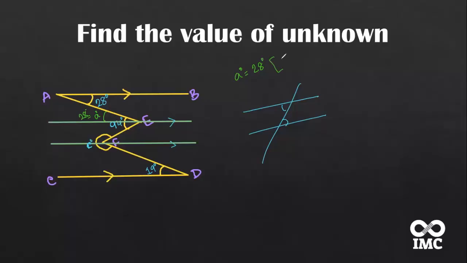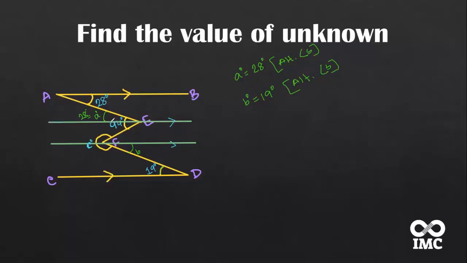Why we can say that? Because alternate angles. Now, in a similar way, if this one is 19 degree, it must be 19 degree. So, if this one is B, then we can say B degree must be 19 degree. Why? Because the idea of alternate angles. So, we can find out alternate angles from parallel lines. Very simple.